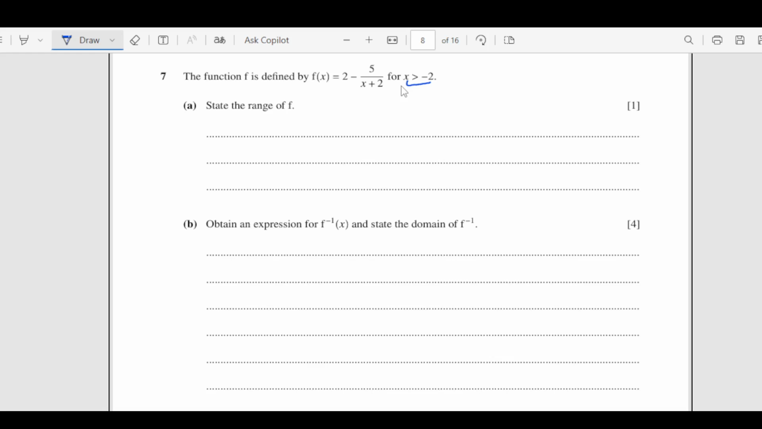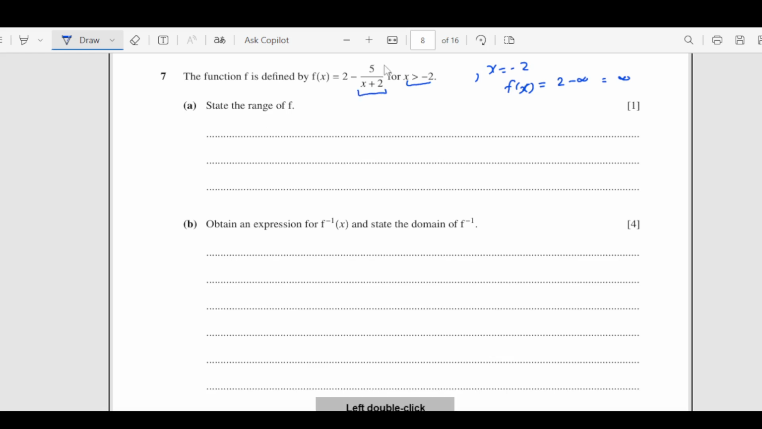So x cannot be -2. Like let's say if I put -2 here, this will become 0, and 5 over 0 will become infinity. So if we take x as -2, then f(x) will be 2 - 5/0, that is infinity. So we are not taking x equals -2. It's already given that x is greater than -2.